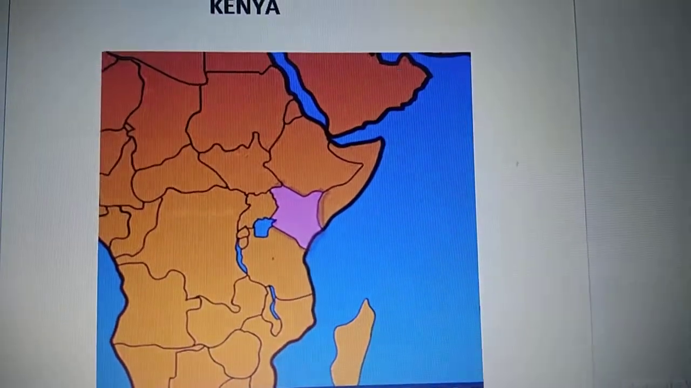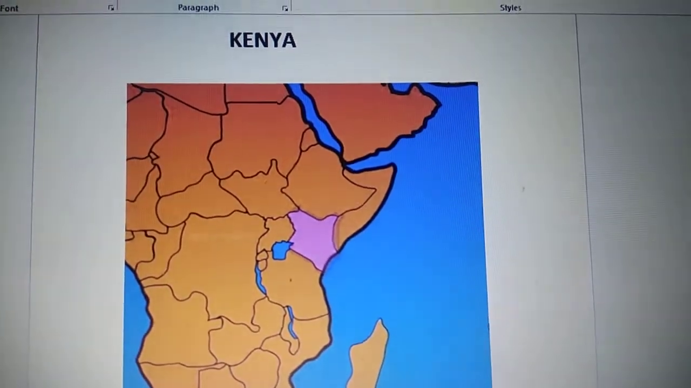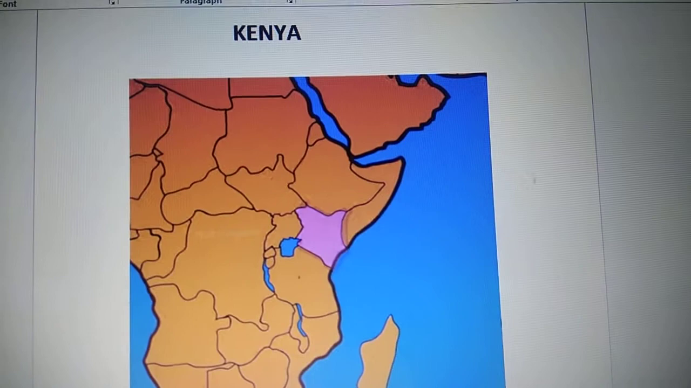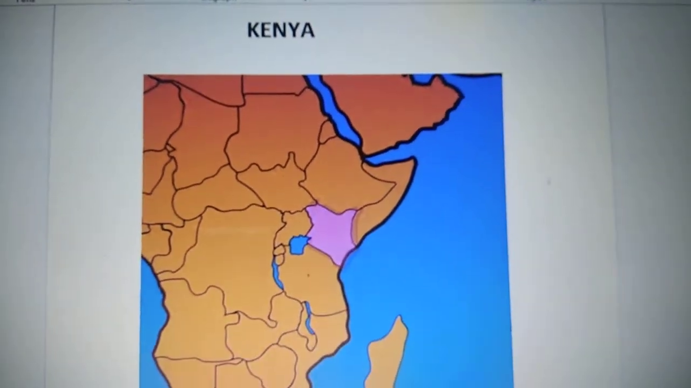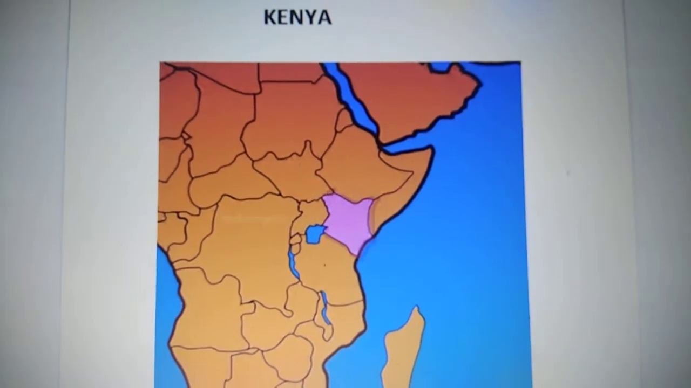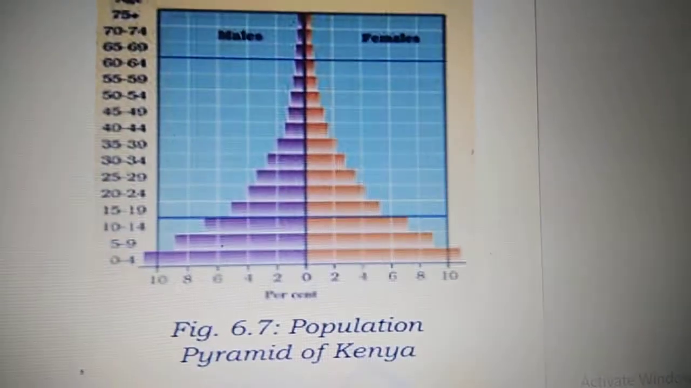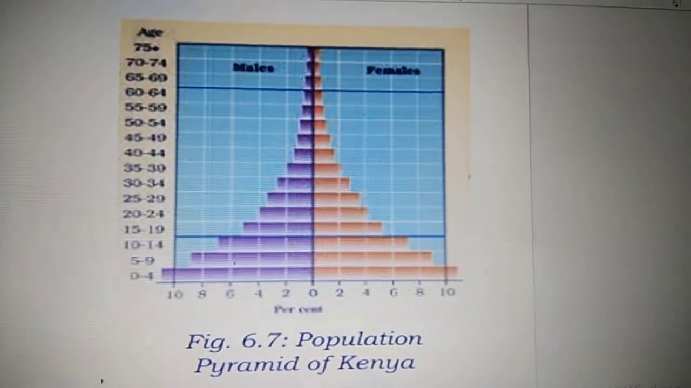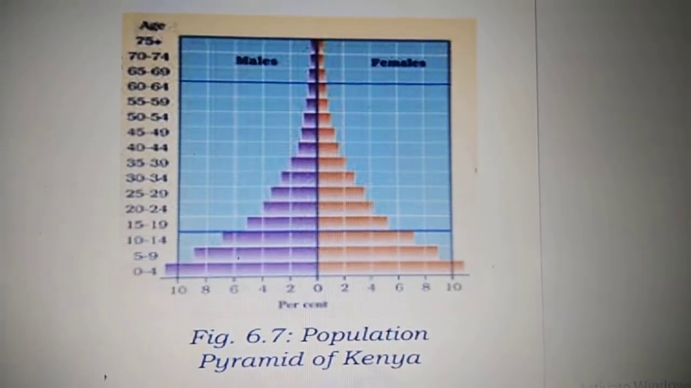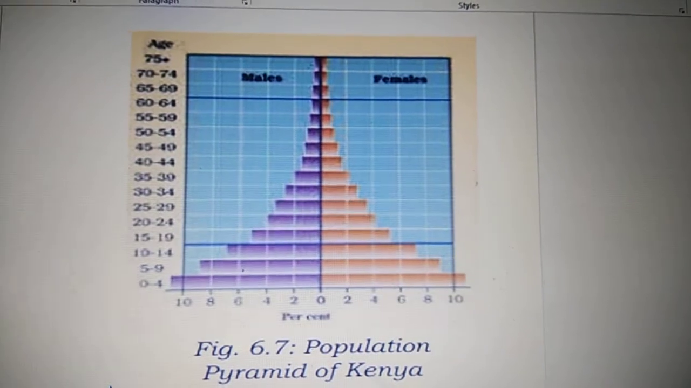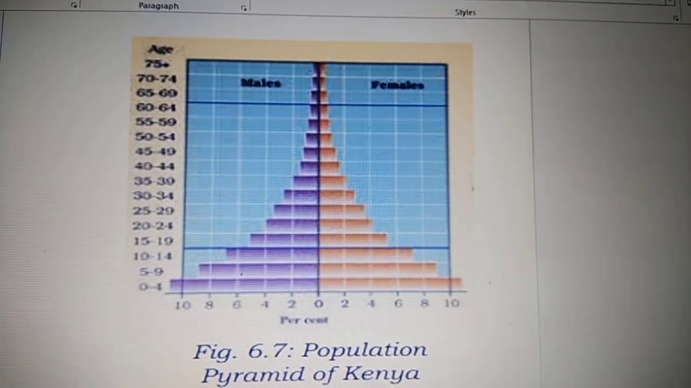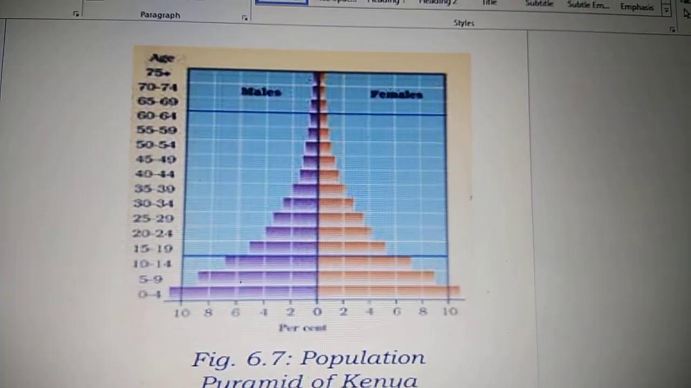Children, now let us study the population pyramid of Kenya. Now you see, where is Kenya? It is in Africa. Here the one shown in pink, it is Kenya, and it is an underdeveloped country. Children, this is the population pyramid of Kenya, and very clearly you can see that the base is very broad and it is rapidly tapering towards the top.